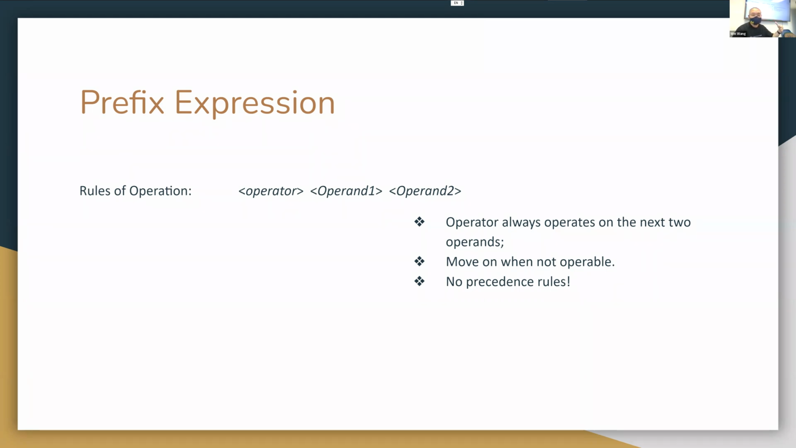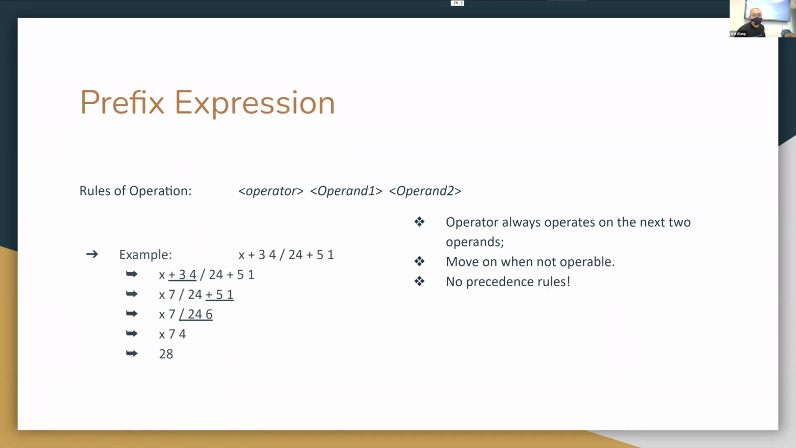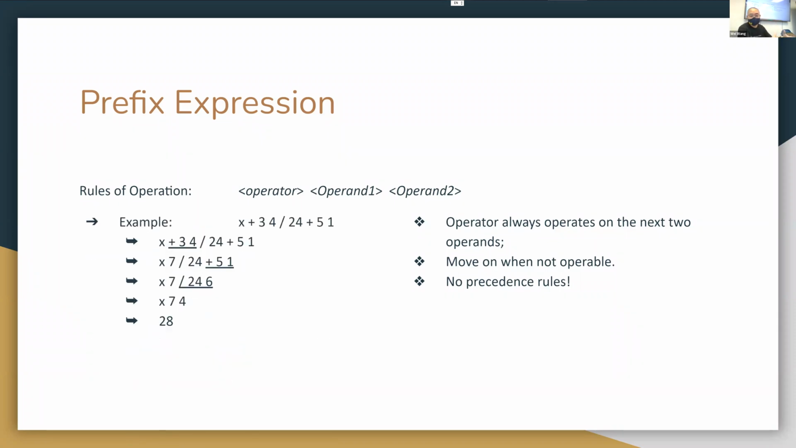Okay, so that's where the prefix expression comes in. That same expression that we had earlier, when we put it into prefix format, you always write an operator first, and then you have two operands that follow it. Usually operators work with two operands in our expressions.